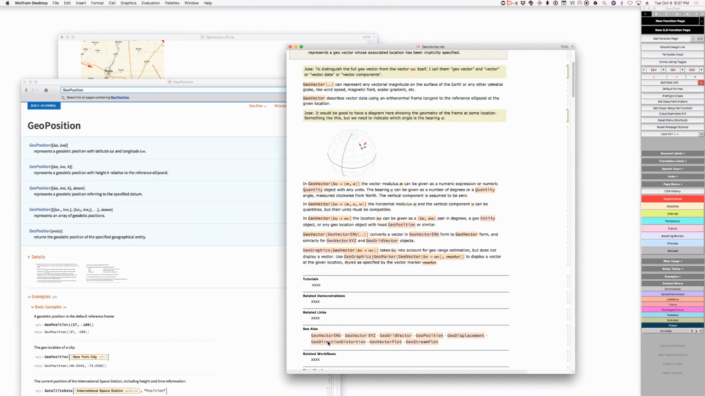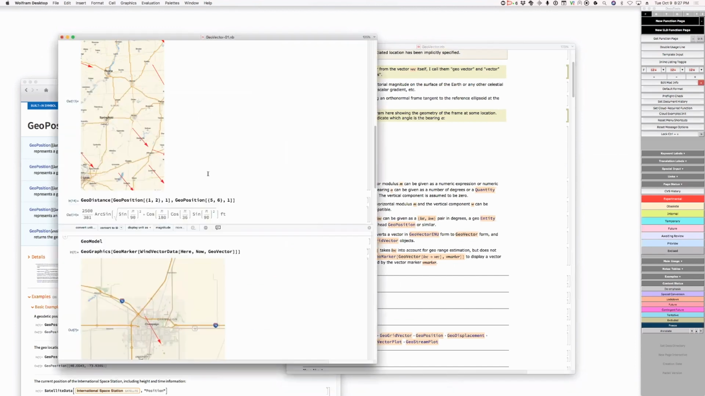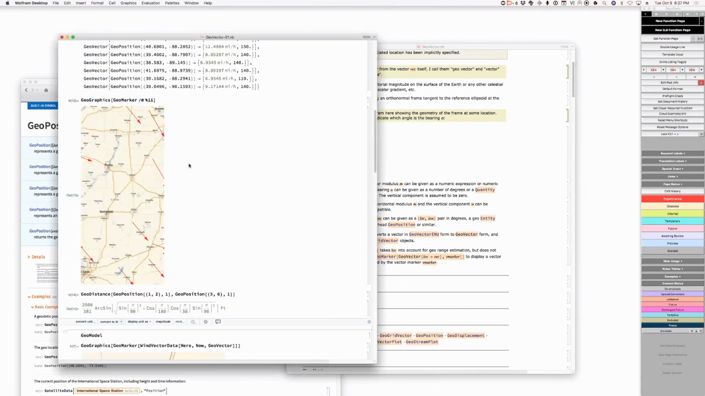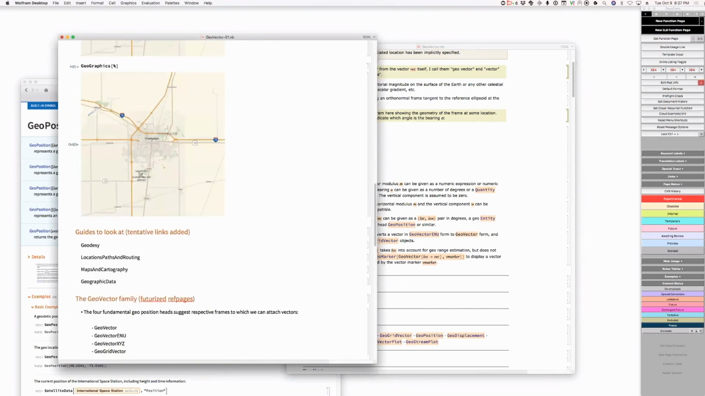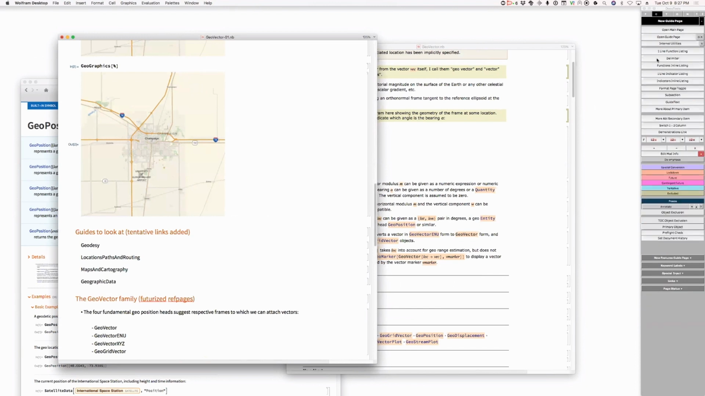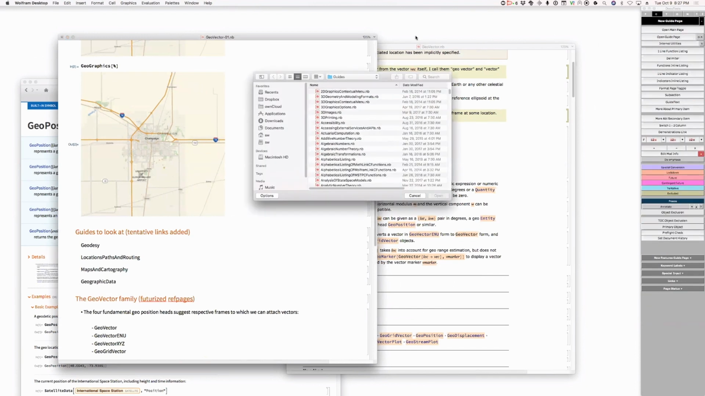Yes. Okay, by the way, GeoDirectionDistortion has obviously been renamed. Oh, yes. I forgot that one. Okay, all right, let's do a quick look at these guide pages, if that makes sense, and then we can wrap up, I think.